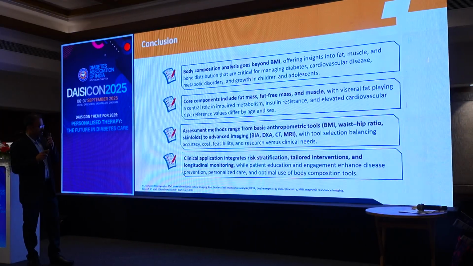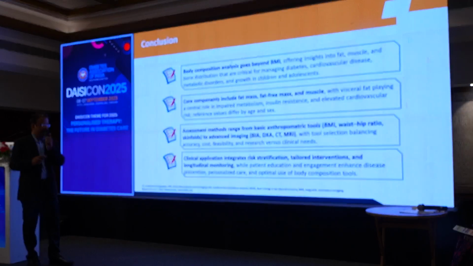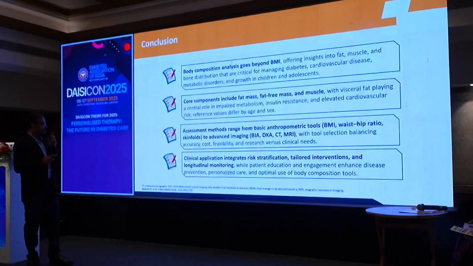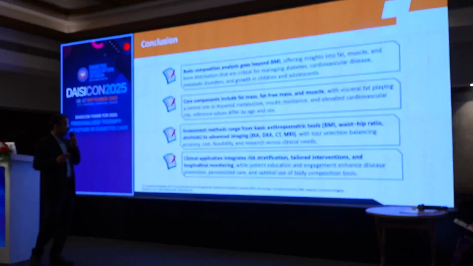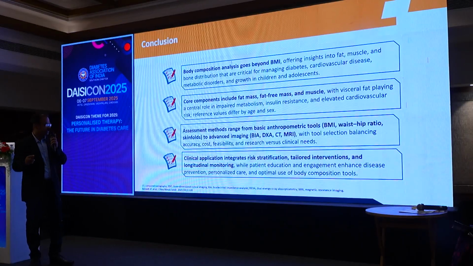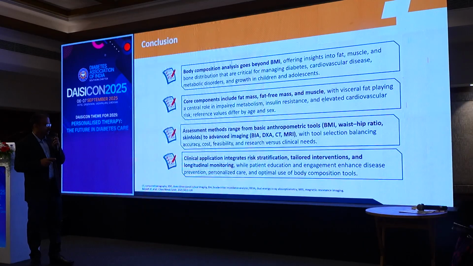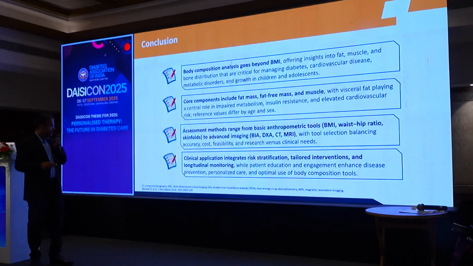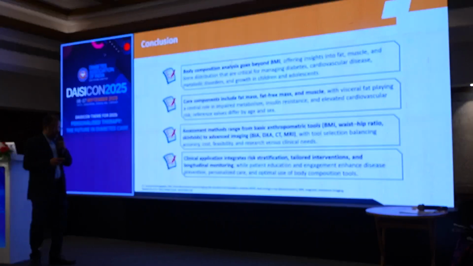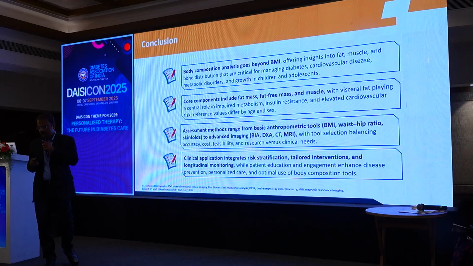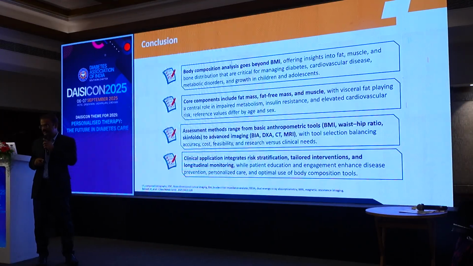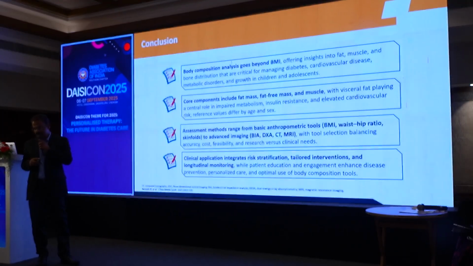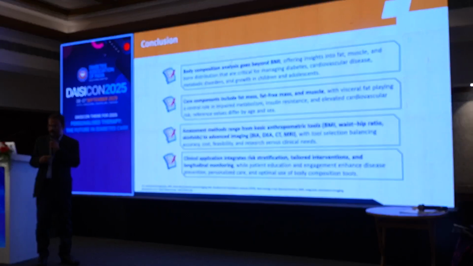Assessment methods range from basic anthropometric measurements like BMI, waist circumference and waist-hip ratio that can be done in the clinic itself, to advanced imaging. Depending upon the patient and the study, whether clinical care or research, we have to choose the tool, whether bioimpedance, DEXA, CT or MRI. The clinical implication integrates risk stratification, tailored intervention and longitudinal monitoring, while patient education and engagement enhance disease prevention, personalized care and optimized use of body composition tools.